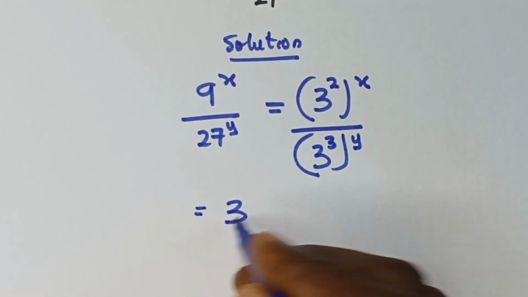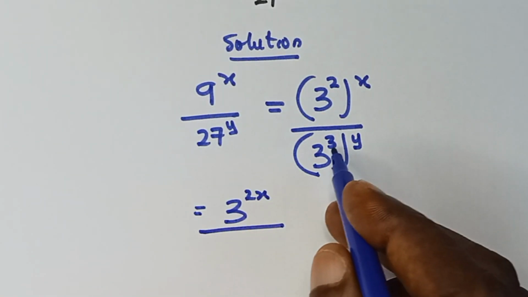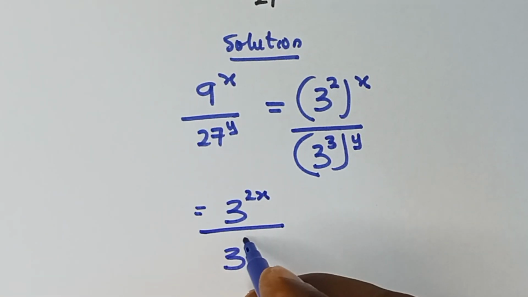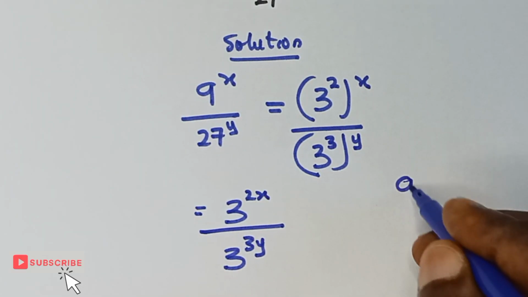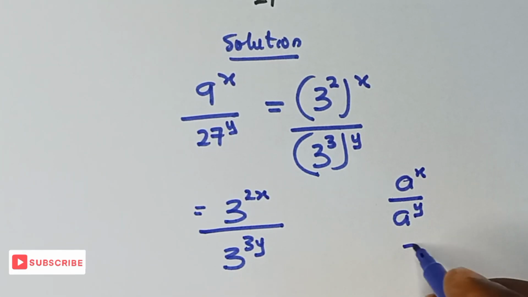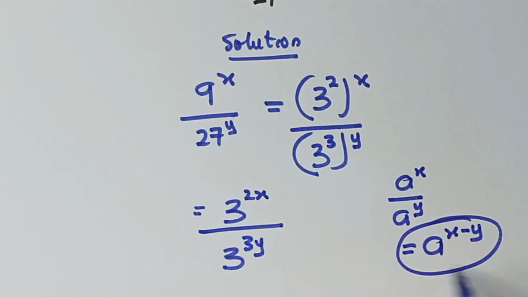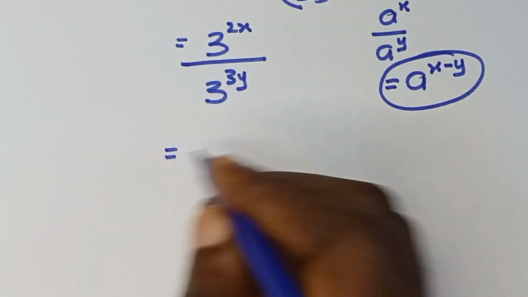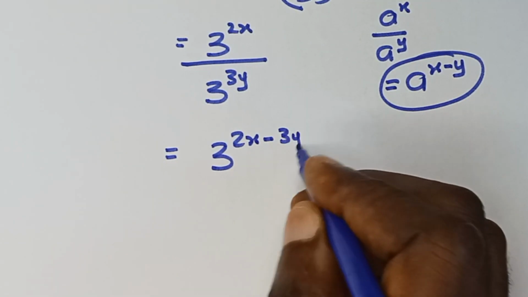Alright, so now let's move on. This can be written as 3 raised to the power 2x. 2 times x will give us 2x, and 3 times y will give us 3y. Now, one of the laws of exponents says that a raised to the power x over a raised to the power y will give us a raised to the power x minus y. Okay, so since they have the same base, I'm going to subtract the powers. And then I have 3 raised to the power 2x minus 3y.